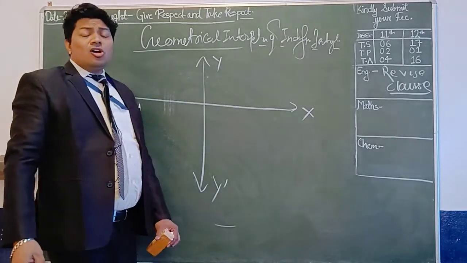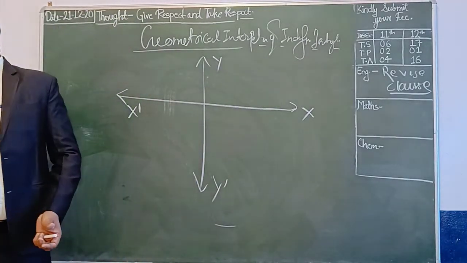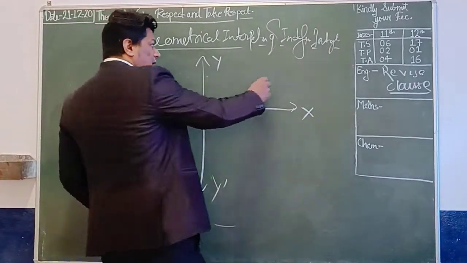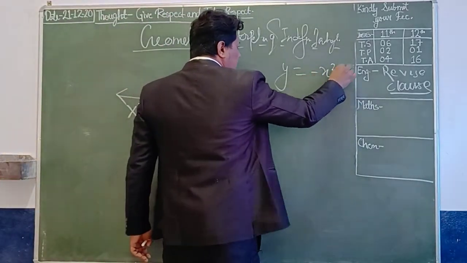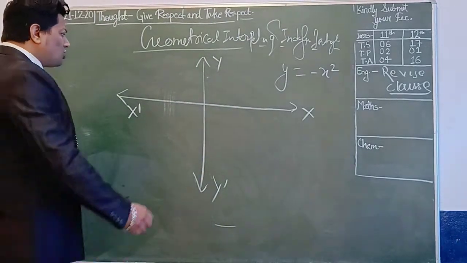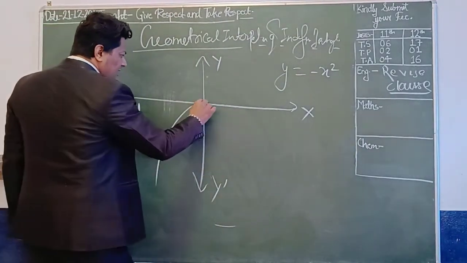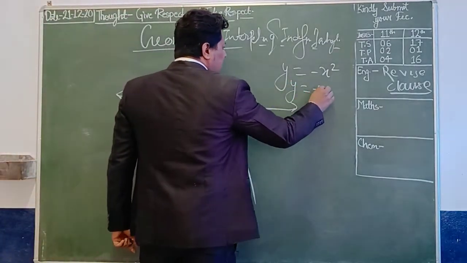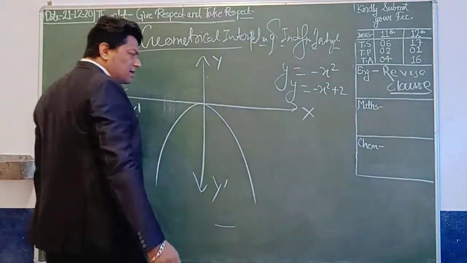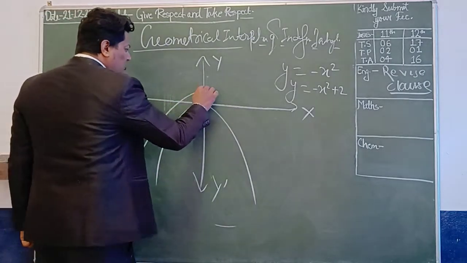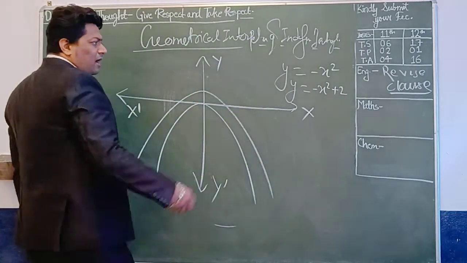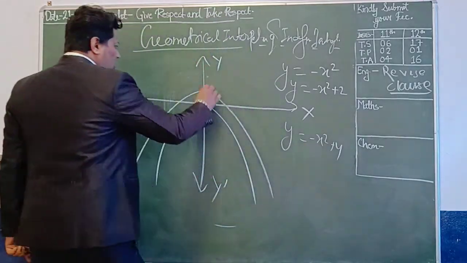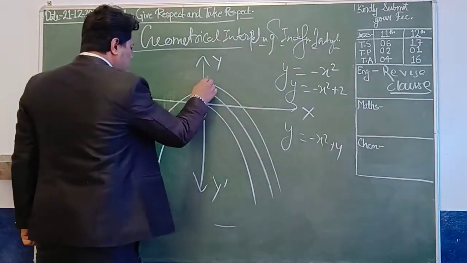So when you talk about y equal to minus x square, you will get this kind of curve. Now take y equal to minus x square plus 2, and you will get the curve shifted like this. Again, if you take y equal to minus x square plus 4, you get a curve like this.